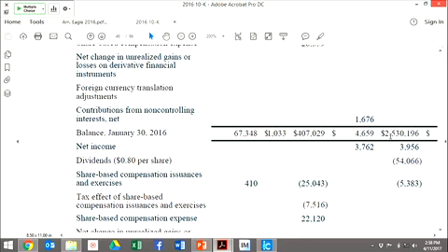So you can see things that have happened in here. What are the things that affect stockholders' equity? Retained earnings, most specifically. What affects retained earnings?